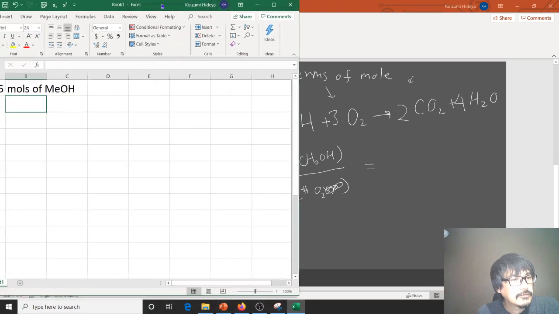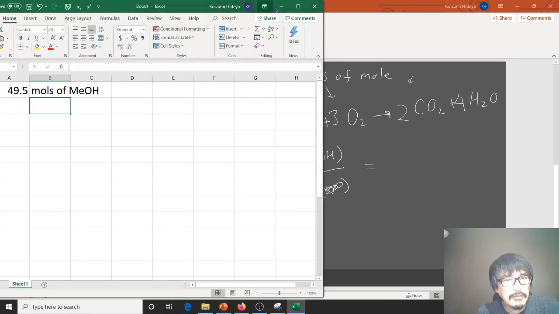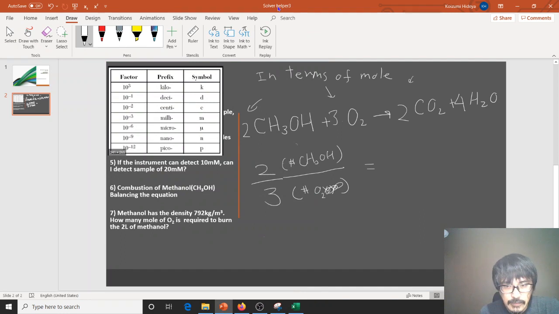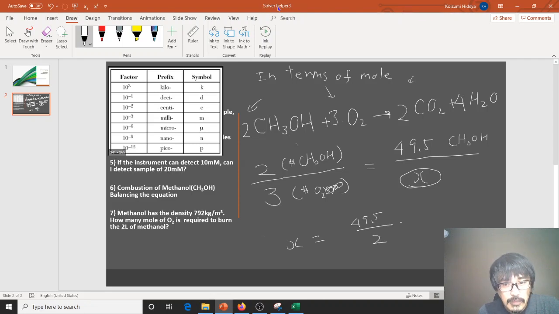and then I have how many more? I have 49.5. So I have 49.5 mole of CH3OH, and then I don't know this number right here, right? But ratio has to be the same. So how do I actually get this X right here? So I'm gonna do the algebra here. X is equal to 49.5 divided by 2 multiplied by 3.